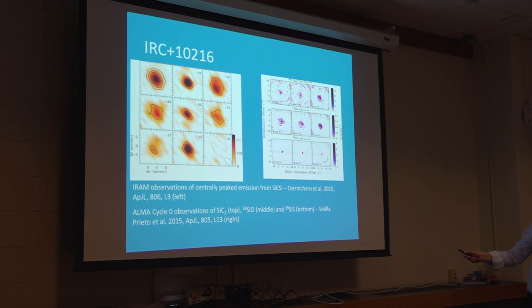So really, again, on scales of just a few arc seconds. And you also see here on the silicon dicarbide, it's got an inner peak in intensity, but it's also got one of these rings that are driven by photochemistry from the interstellar medium further out in the envelope.